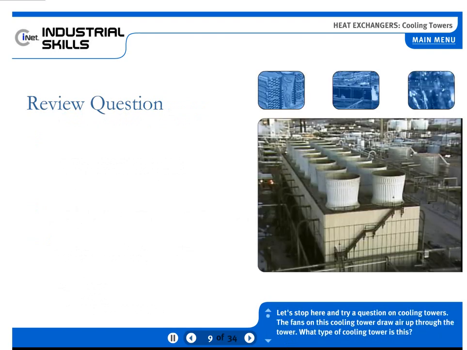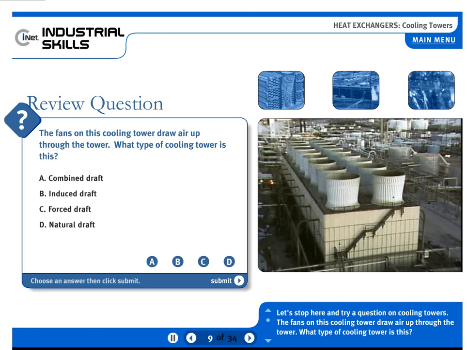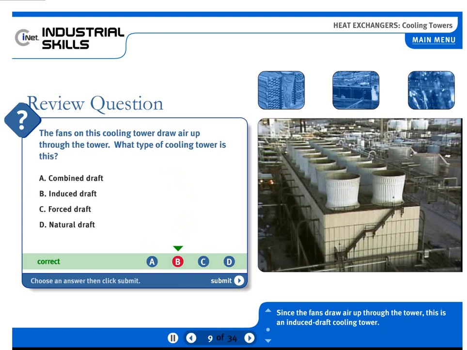Let's stop here and try a question on cooling towers. The fans on this cooling tower draw air up through the tower. What type of cooling tower is this? That's not right. Good. Since the fans draw air up through the tower, this is an induced draft cooling tower.